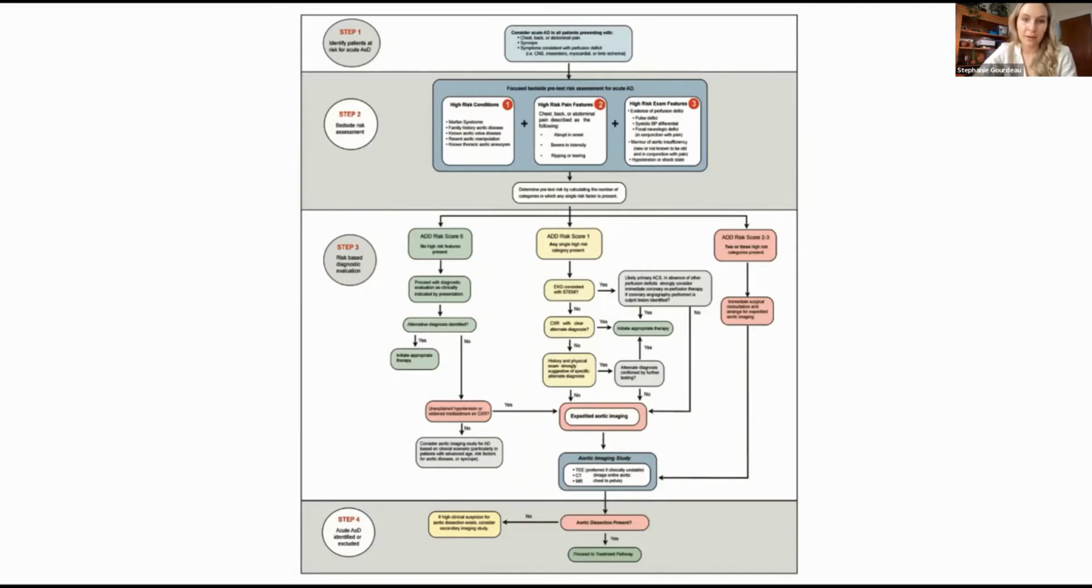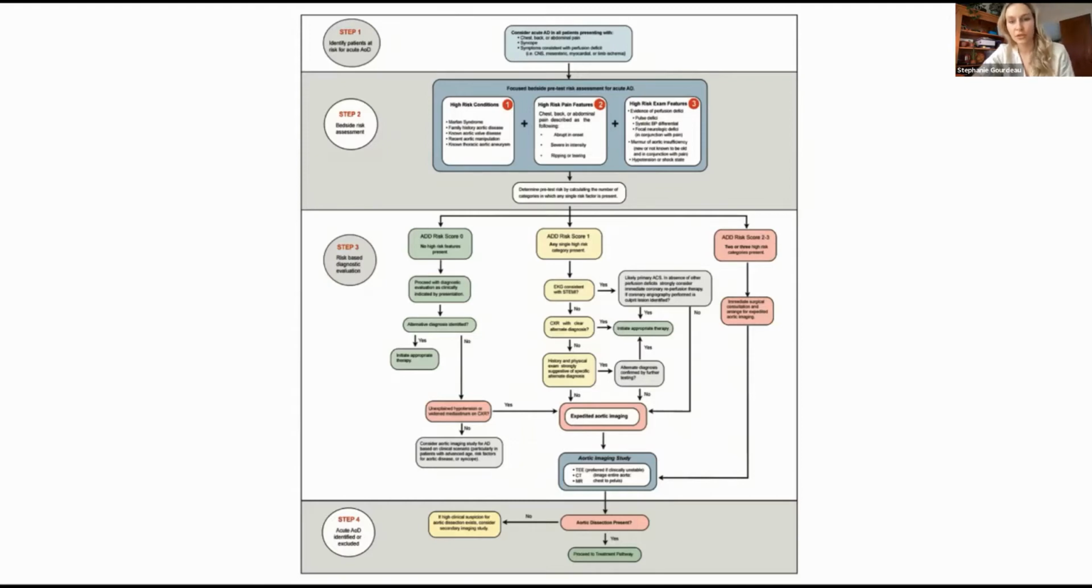aortic aneurysm. The high-risk pain features included chest pain, back pain, or abdominal pain, but this pain had to be described as either abrupt in onset, severe in intensity, or ripping or tearing. And the high-risk exam features included evidence of a perfusion deficit, such as a pulse deficit, a systolic BP differential, or a focal neurologic deficit, a murmur of aortic insufficiency that was new or not known to be old and in conjunction with the pain, or hypotension or shock states. The score did not account for patients with multiple points in a given category.